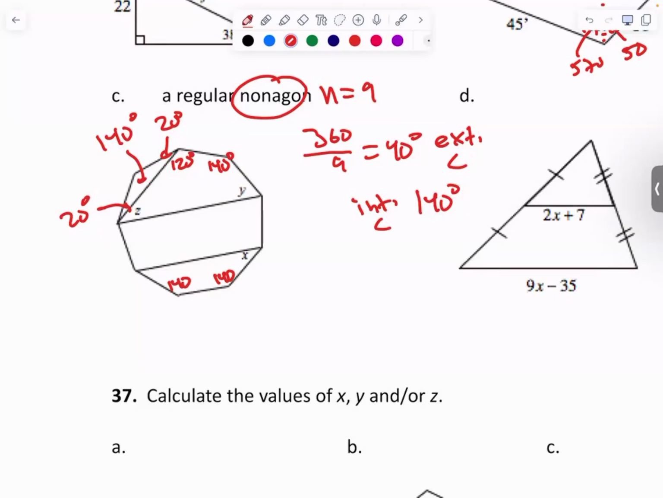Okay, so I found the exterior angles first. I did 360 divided by 9, which is 40. So the exterior angles are like this. So that's 40 degrees, right? So each interior angle has to be 140, because interior and exterior angles have to add to 180. That helps tremendously if we do that. Now, do you see on the bottom I put 140 twice? So if you think about it, these are parallel. So what's X going to be?